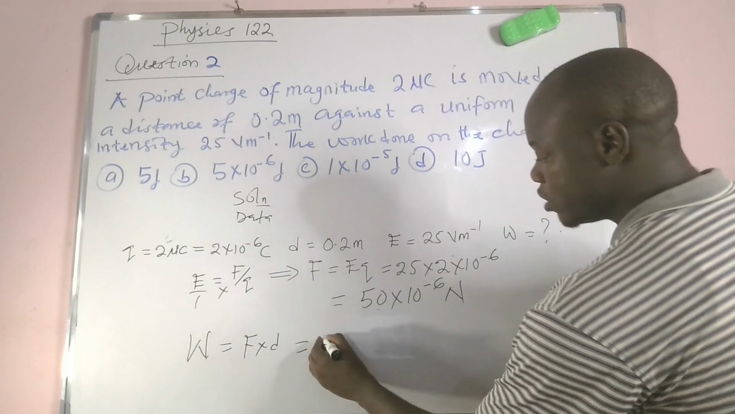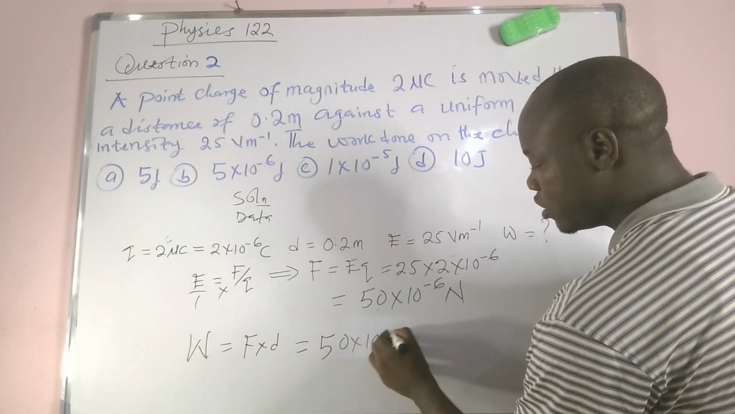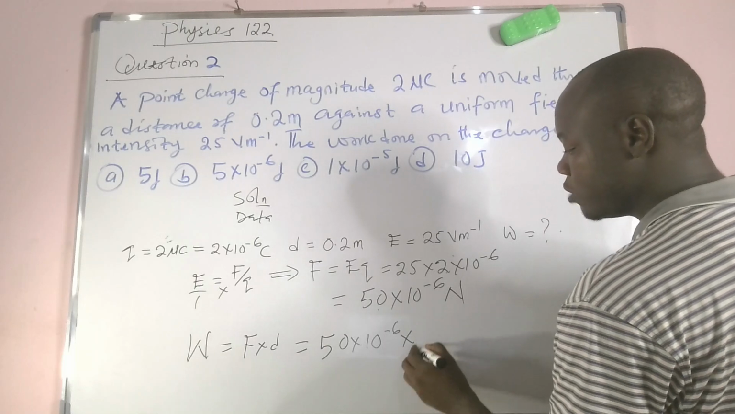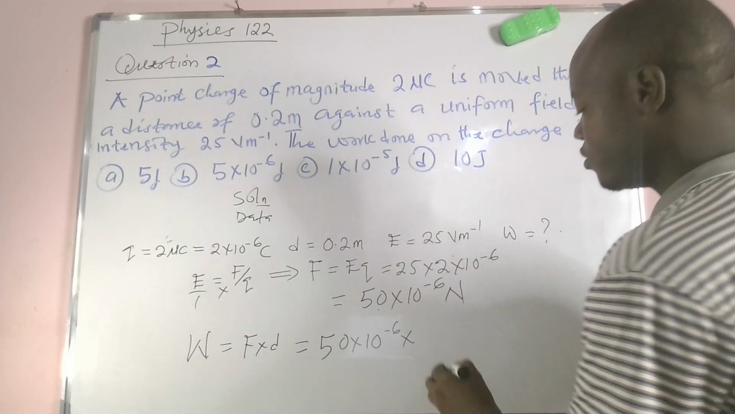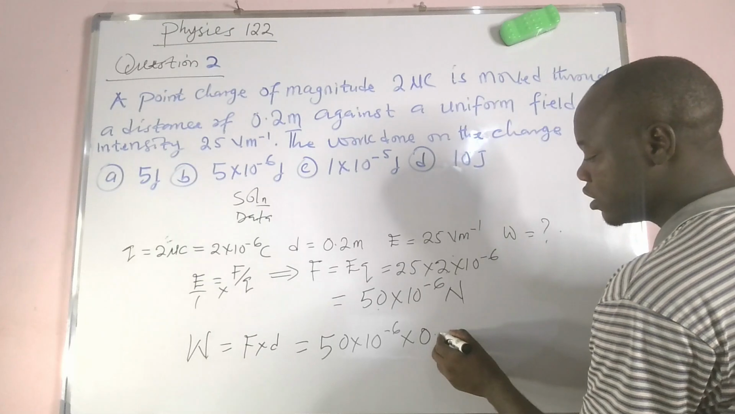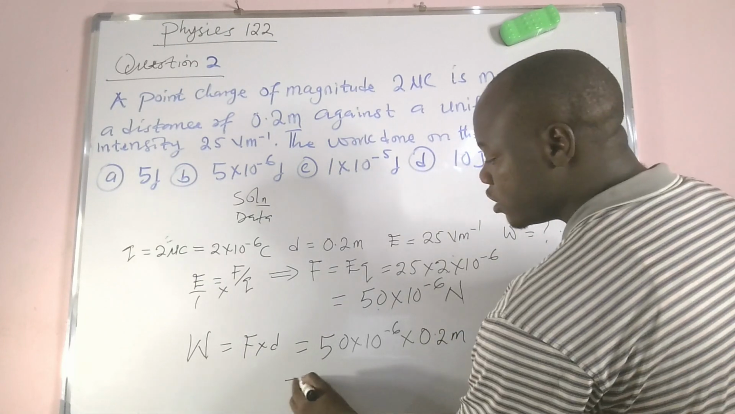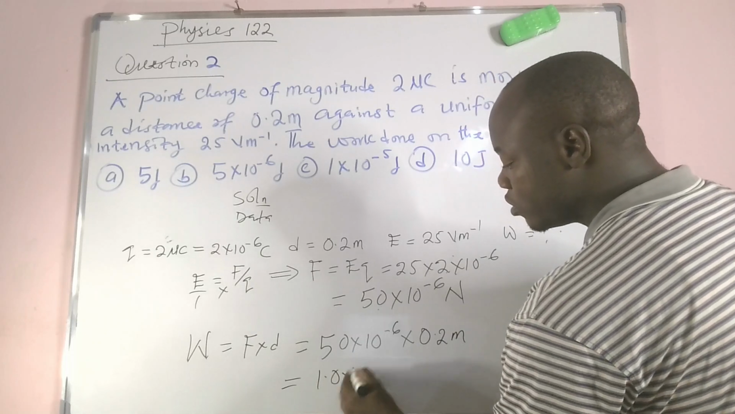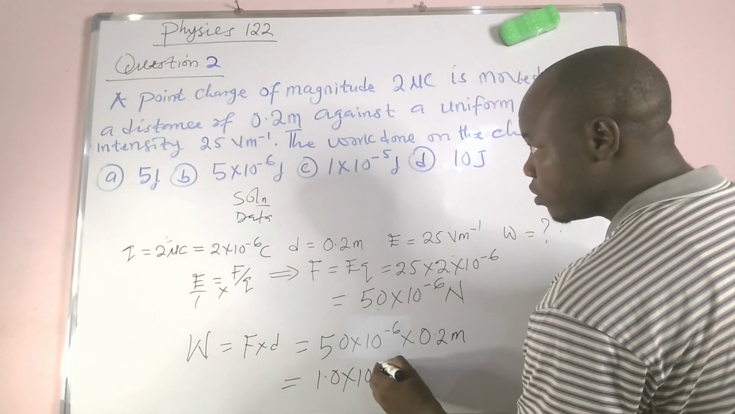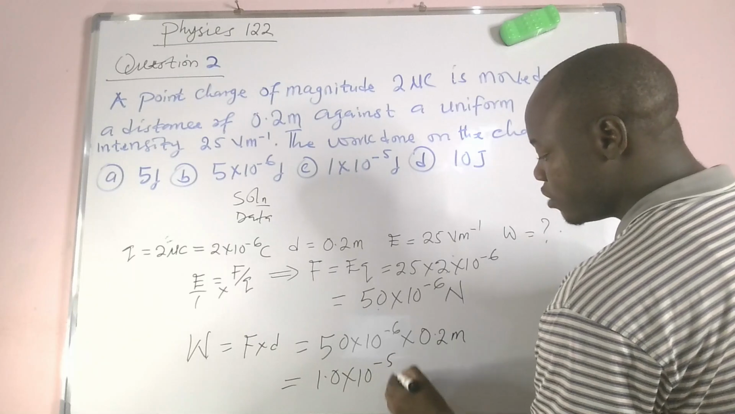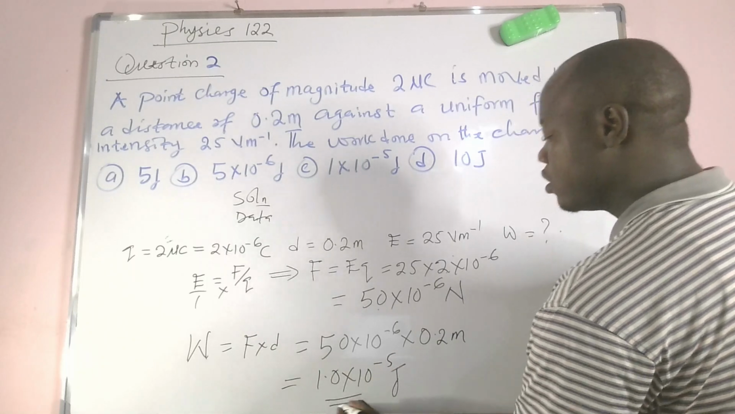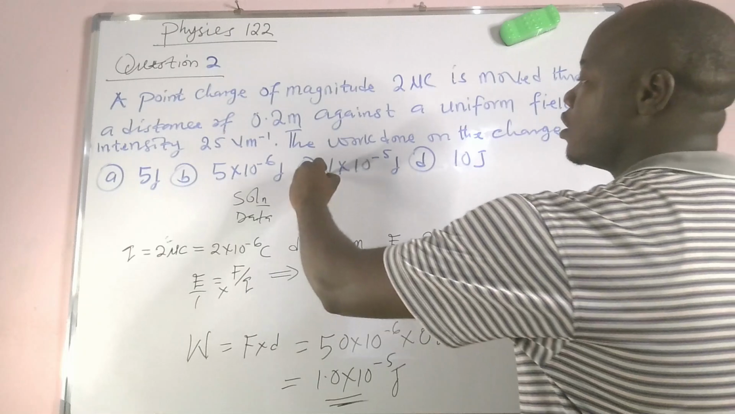And then, remember, work done is equal to force times distance. So we say 50 times 10 raised to the power of minus 6 times the distance, which is given as 0.2 meters. When we multiply this, it gives us 1.0 times 10 raised to the power of minus 5 joule. So therefore, the answer is C.